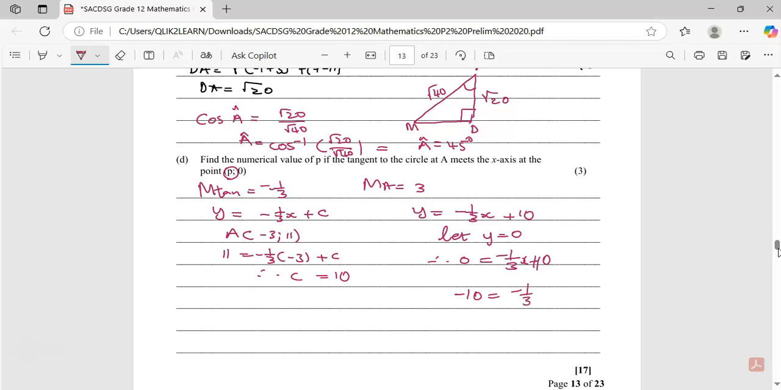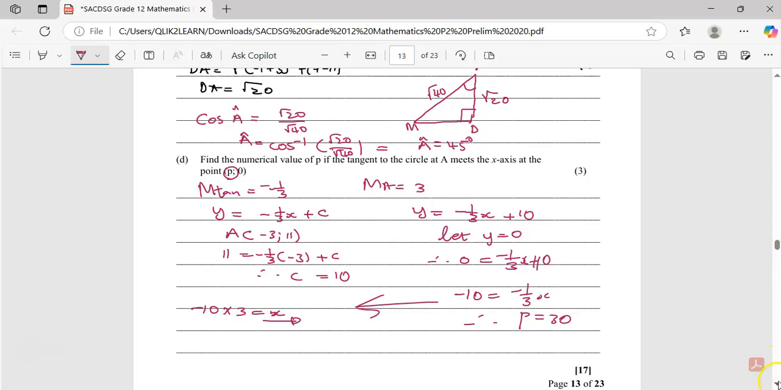It's equal to 1 all over 3x. Therefore, we can isolate this, divide both sides by 1 all over 3x. This will give us P to be equal to 30. Why? Because if we take this, we can say this is minus 10 times 3, which is equal to x. So the value of x is P, which is equal to 30, and the negatives will cancel each other.